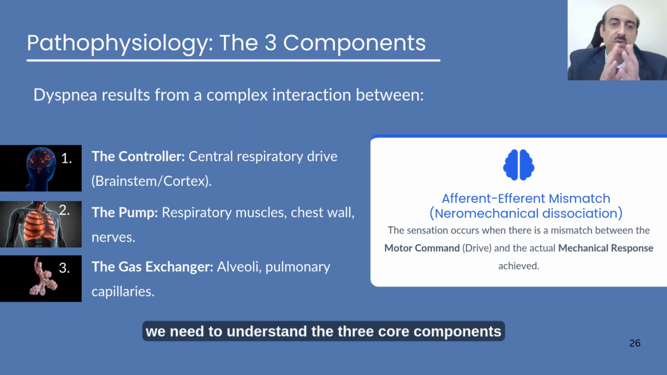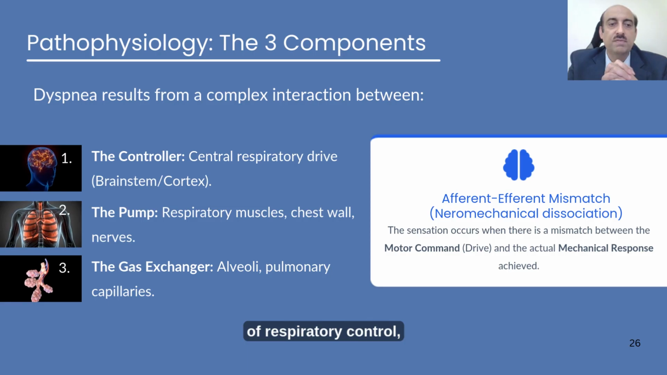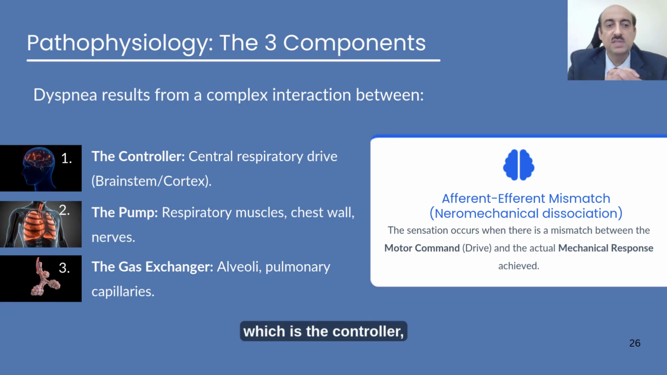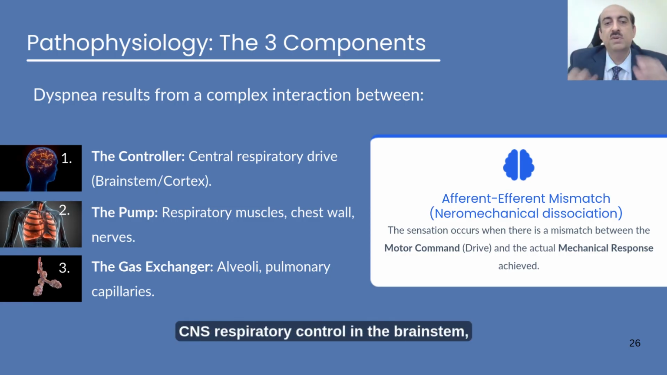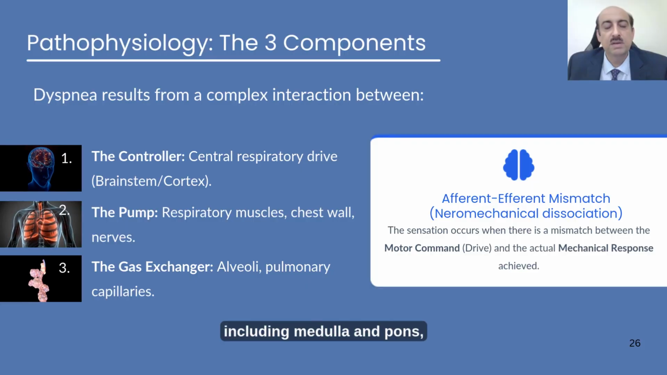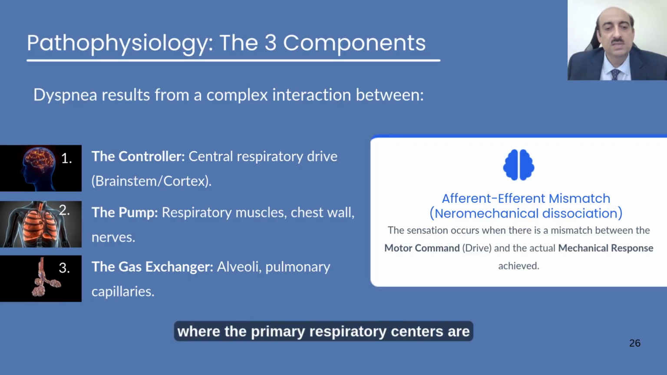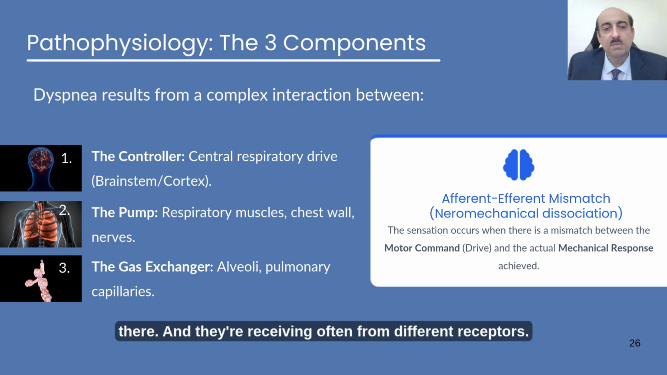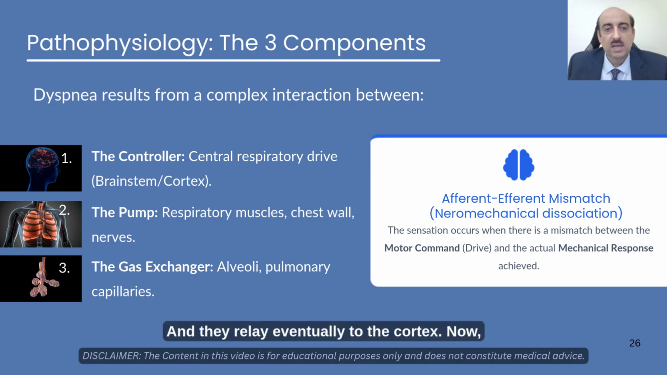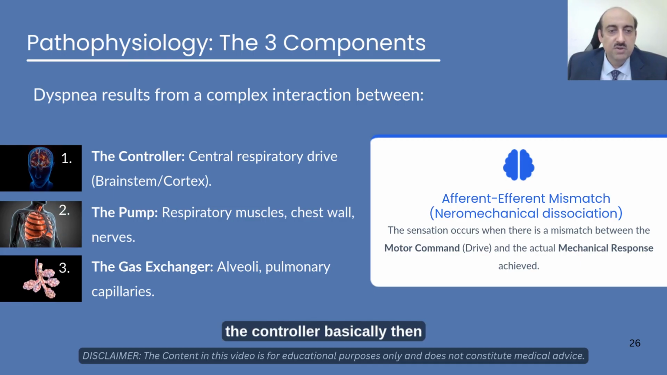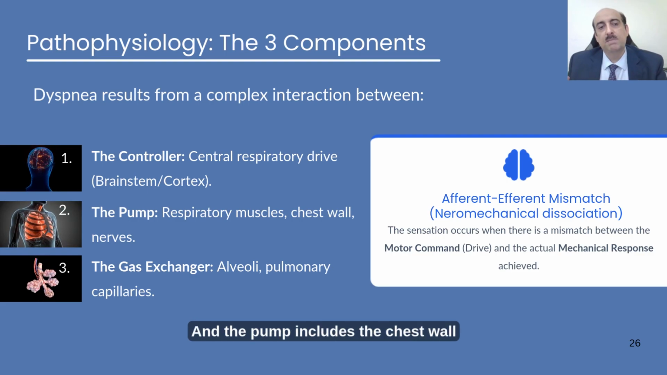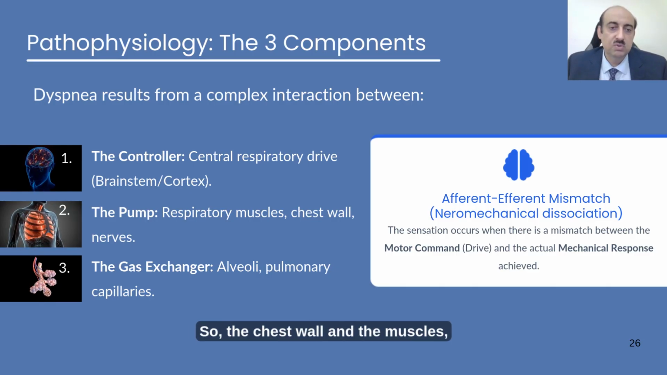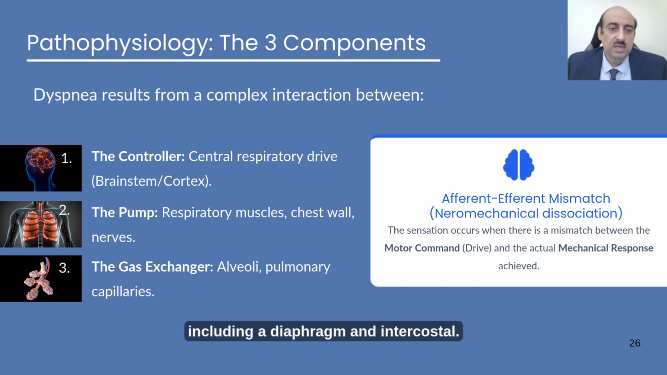To understand that, we need to understand the 3 core components of respiratory control, which are the controller, the pump, and the gas exchanger. The controller is the CNS respiratory control in the brainstem, including medulla and pons, where the primary respiratory centers are, and they're receiving afferent input from different receptors. We'll come to that in a while, and they relay eventually to the cortex. Now the controller leads to neuronal signals to the pump, and the pump includes the chest wall and the primary respiratory muscles, including the diaphragm and intercostals.